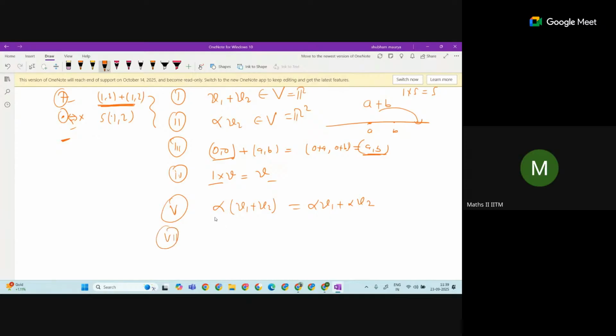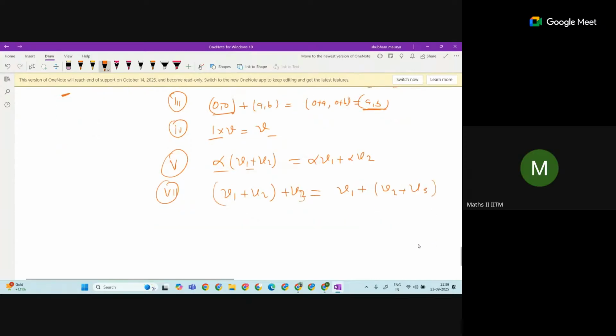The sixth rule is the distributive law, it will just spread out. I can add v1 plus v2. The associative law: I can leave the first one and add v2 plus v3, so this is v3. The last one, the eighth, there are 8 rules actually. The last one is v1 plus v2 is equal to v2 plus v1, adding the first to the second is going to be the same.